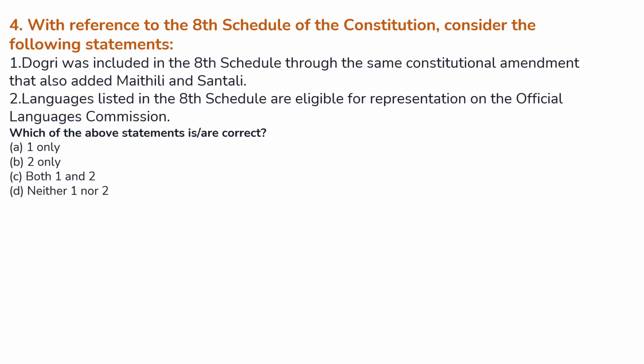Question number 4. With reference to the 8th schedule of the Constitution, consider the following statements. Statement 1. Dogri was included in the 8th schedule through the same Constitution amendment that also added Maithili and Santhali. Statement 2. Languages listed in the 8th schedule are eligible for representation on the Official Languages Commission.